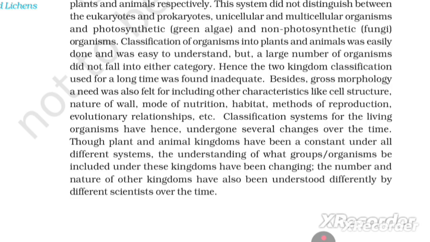Classification systems for living organisms have hence undergone several changes over time. Though plant and animal kingdoms have been a constant under all different systems, the understanding of what groups of organisms should be included under these kingdoms has been changing. The number and nature of other kingdoms have also been understood differently by different scientists over time.